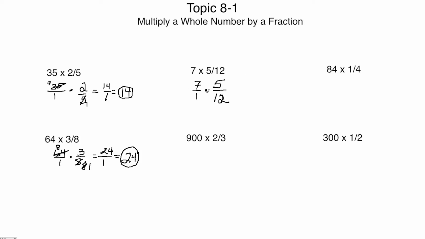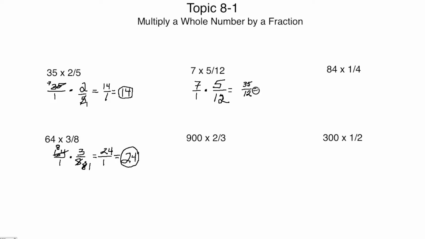Step 1 says cross factor if possible. Can we do it with 1 and 5? Nope. Is there a factor greater than 1 that can go in both 7 and 12? No. So that's the if possible part. It wasn't possible, so we go straight to step 2, multiply straight across. 7 times 5 is 35. 1 times 12 is 12.